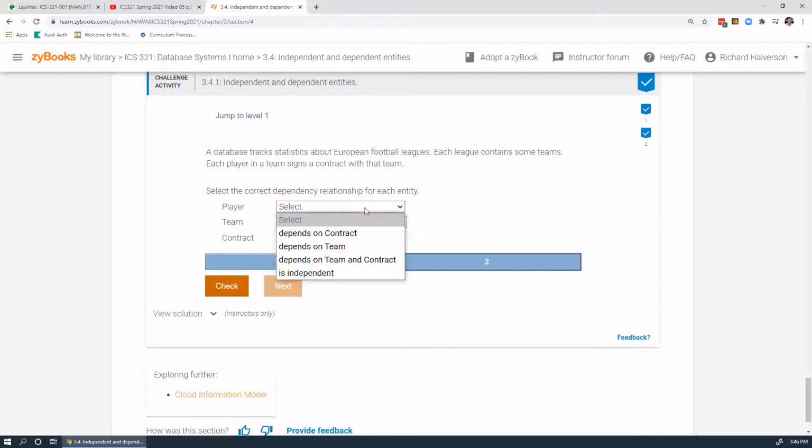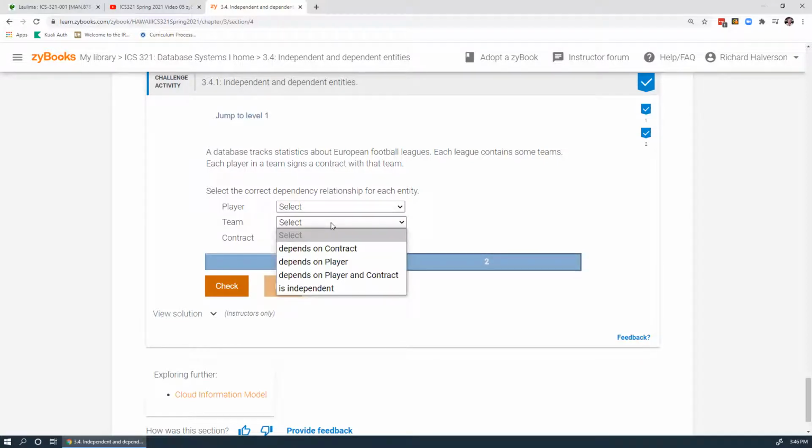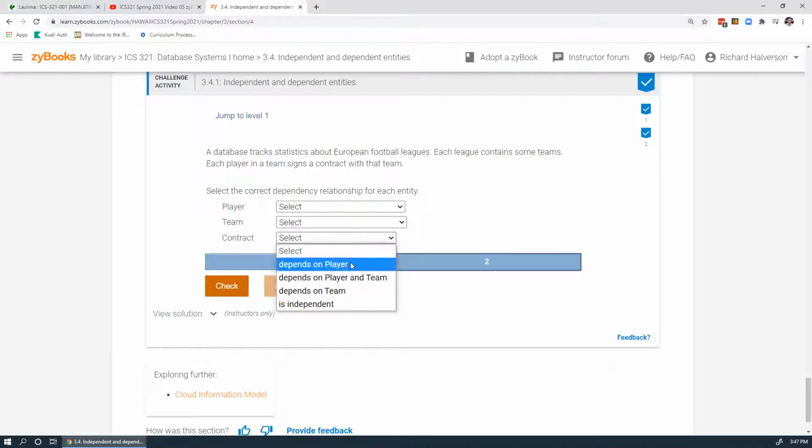European Football League. So a player is independent. The player will always exist. A team, I guess, will probably always exist, but a contract depends on the player and on the team, obviously.